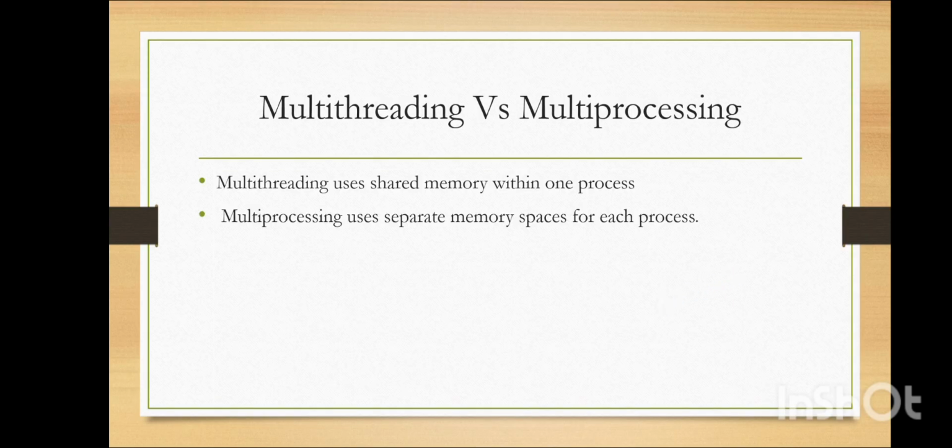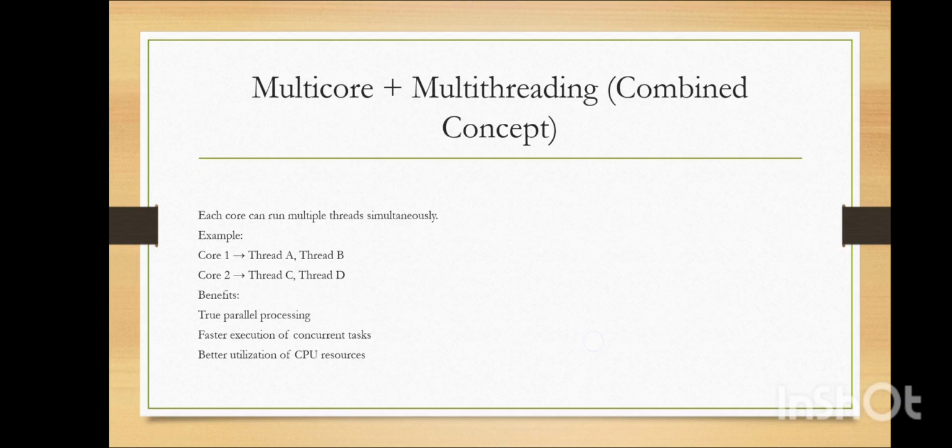Multi-threading versus multiprocessing. Multi-threading uses shared memory within one process. Multiprocessing uses separate processes with separate memory. Threads communicate faster, but problems like race conditions can affect the whole process. This is the combined concept of multi-core and multi-threading.